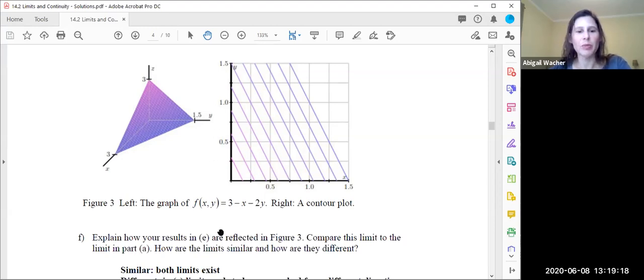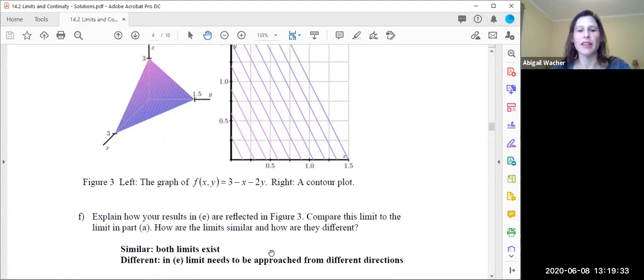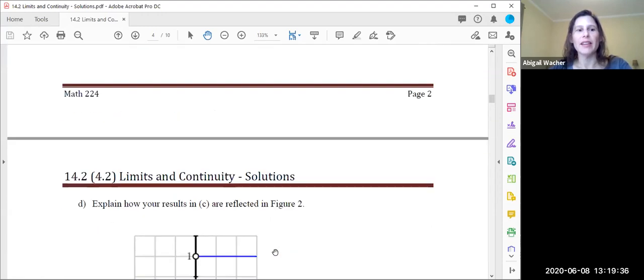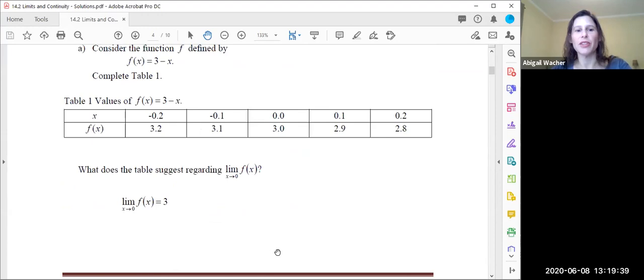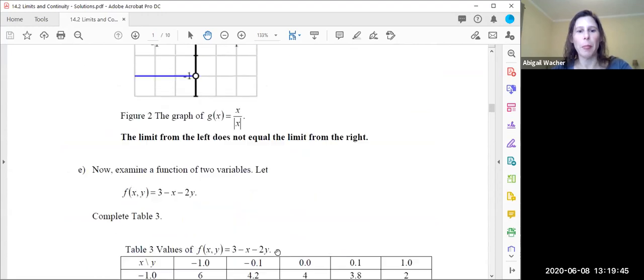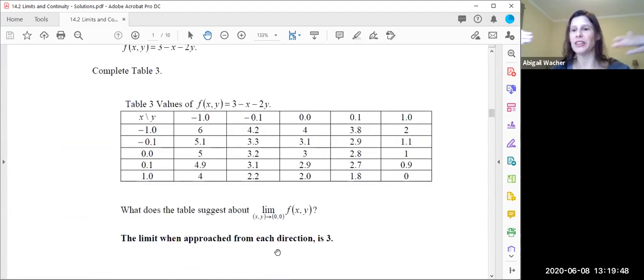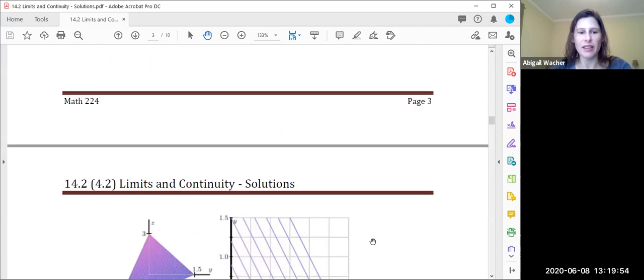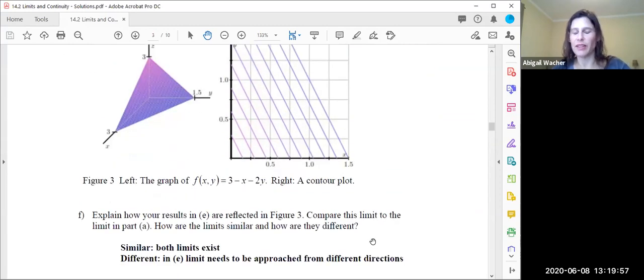Okay, so explain how your results in E are reflected in figure 3. Compare this limit to the limit in part A. How are the limits similar and how are they different? So let's recall part A. Part A was just a one-dimensional function, right? We had the 2 directions, the limits existed and they were the same. And then in the table, we're seeing that the limits from all these directions are the same. So that would make us tend to think, yeah, that must be correct. So the similarity is that both limits exist.